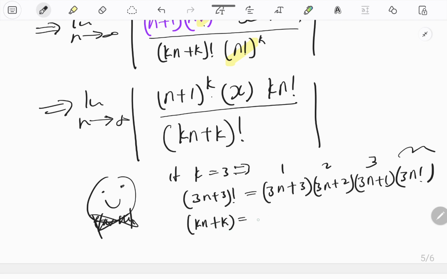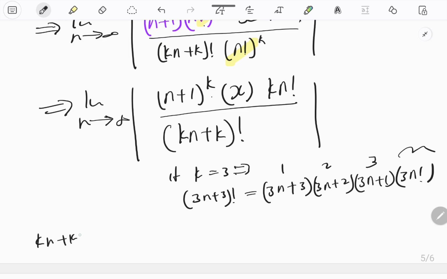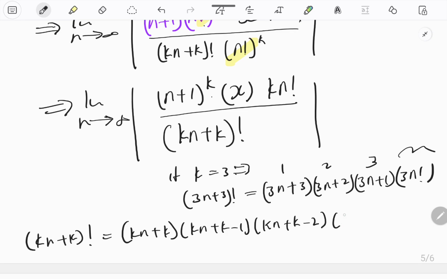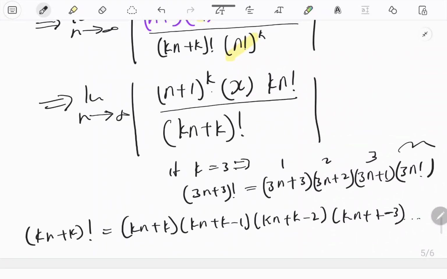That means we're going to have, I think I'll need more screen real estate here. kn plus k factorial. This is going to equal kn plus k, first one, kn plus k minus 1, kn plus k minus 2, kn plus k minus 3. We are going to do this until we have the kth term.